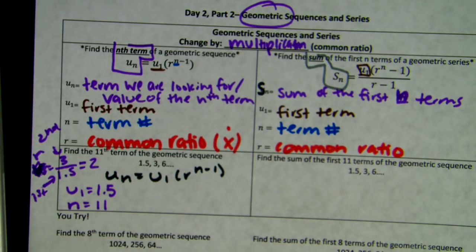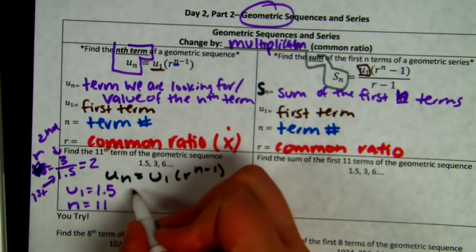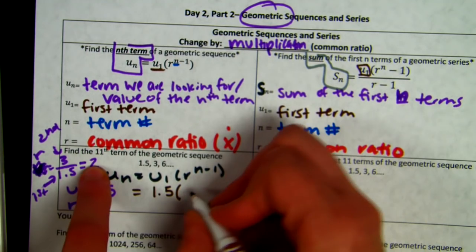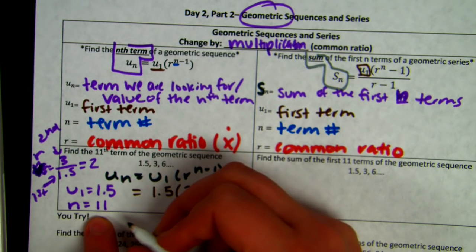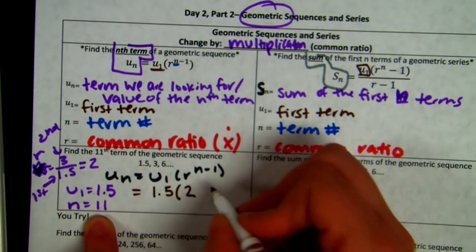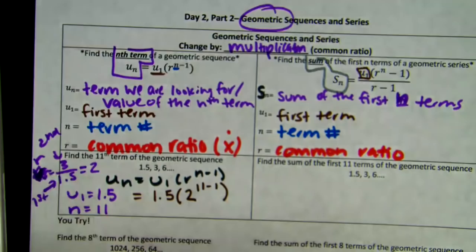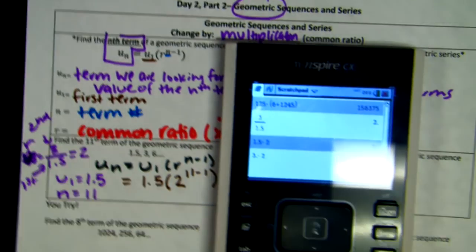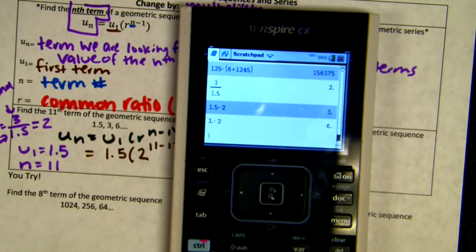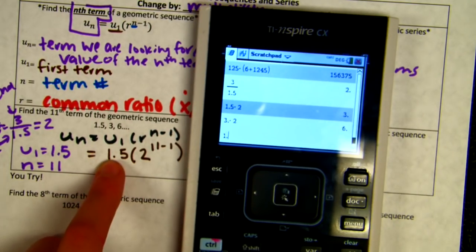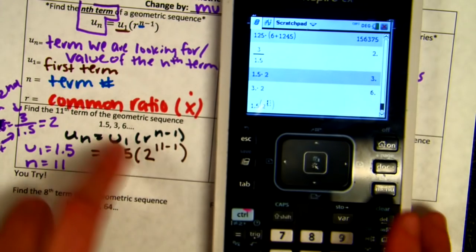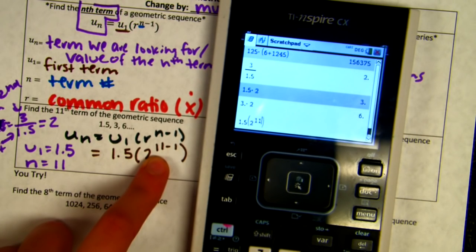So now if I'm filling in my numbers, I see that my first term is equal to 1.5. My common ratio was equal to 2. I'm looking for the 11th term, so I'm going to say times 2 to the 11 minus 1. I'm going to show you guys on my calculator again because it can be a little bit tricky. So I have 1.5 times 2. Reminder to hit this exponent button right here because the n minus 1 is in the exponent. So times 2 to the 11 minus 1.